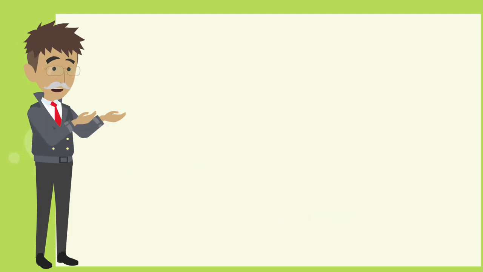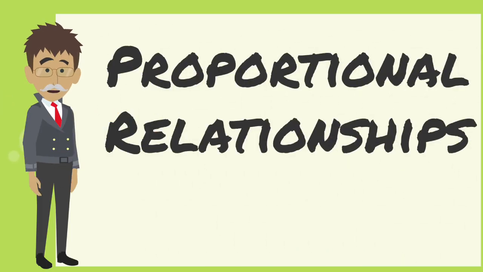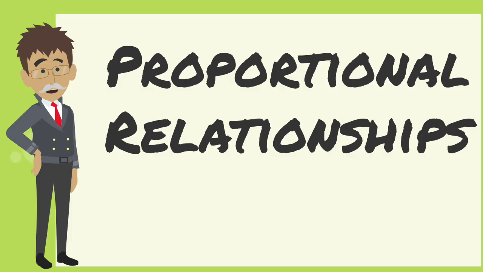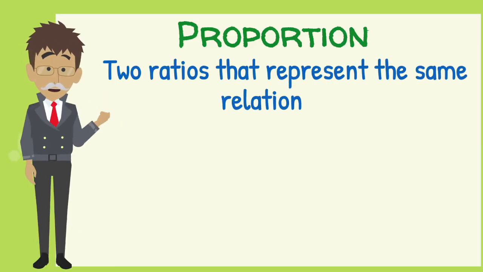Once we understand ratios and rates, we can explore what happens when two quantities change together in a consistent way. These vocabulary terms help describe when a relationship is proportional and how we can represent it. Proportion: two ratios that represent the same relationship.